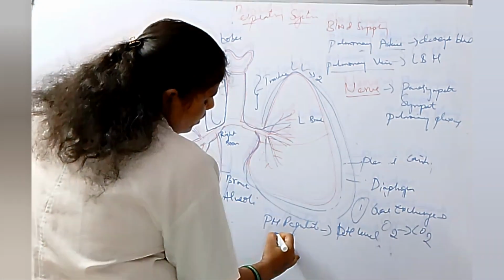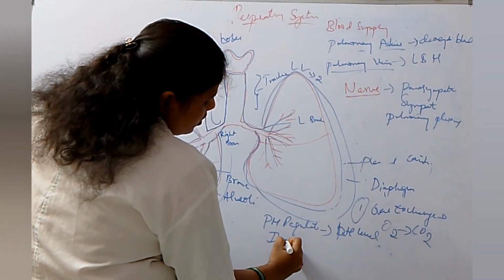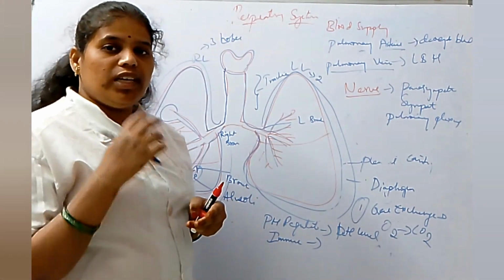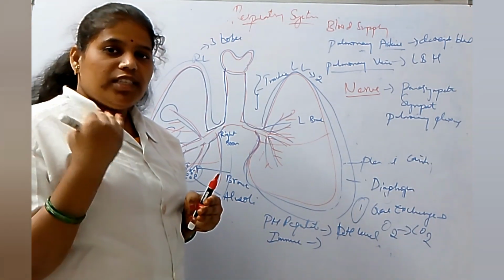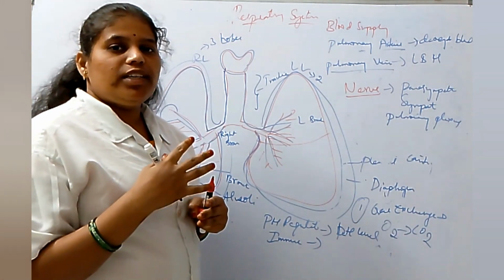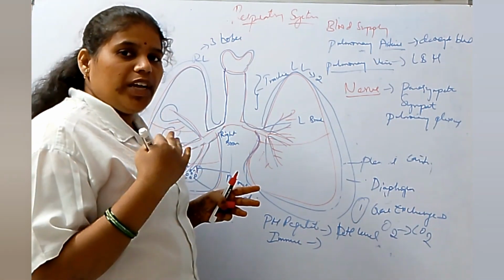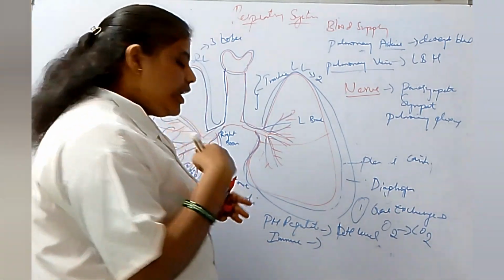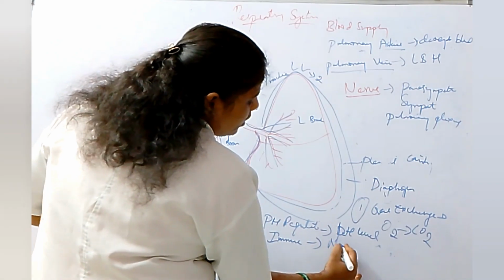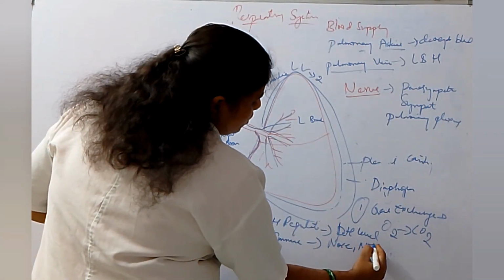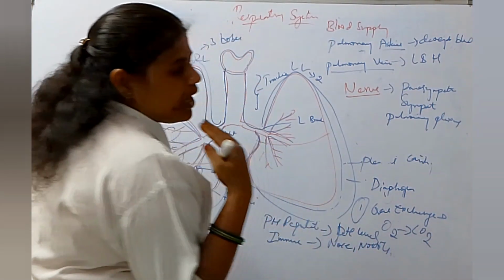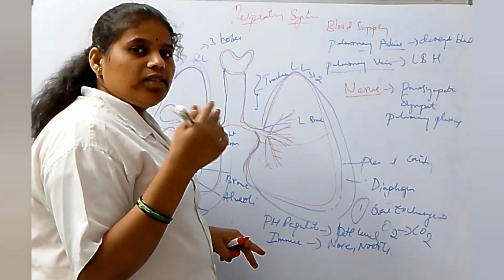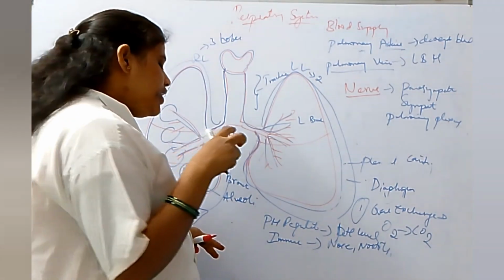Next, it acts as an immune defense. When the nostrils and the nose inhale air, they give protection and remove bacteria from the air, making the air fresh to inhale. So the nose and nostrils act as an immune system, removing foreign particles to prevent infection.